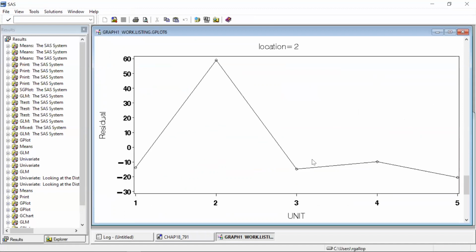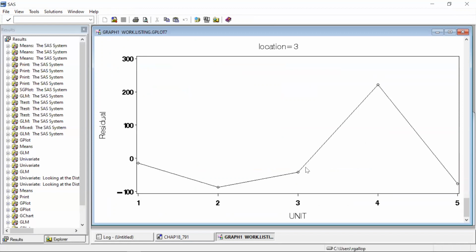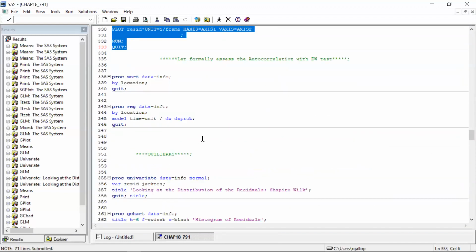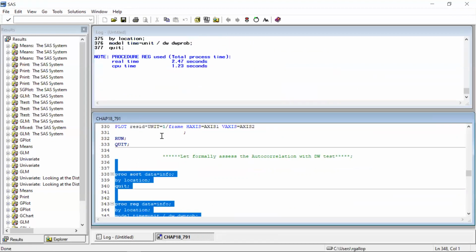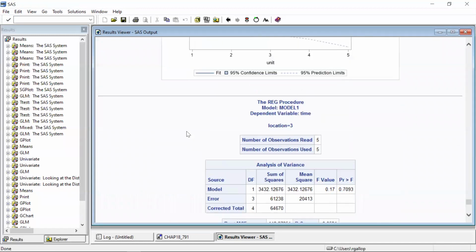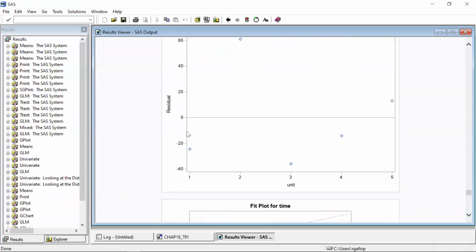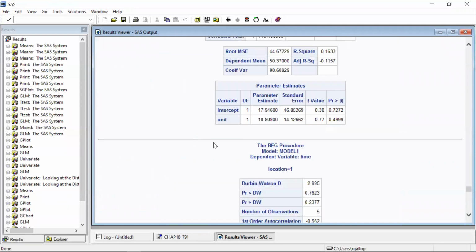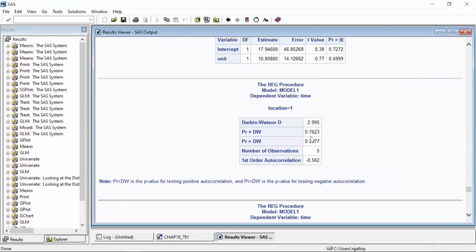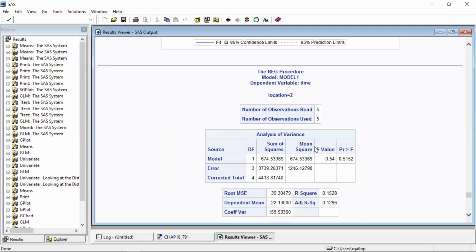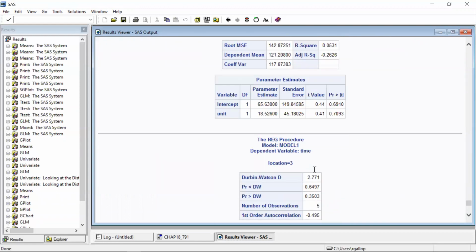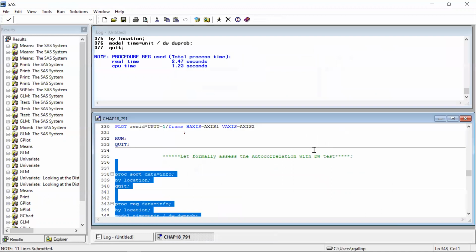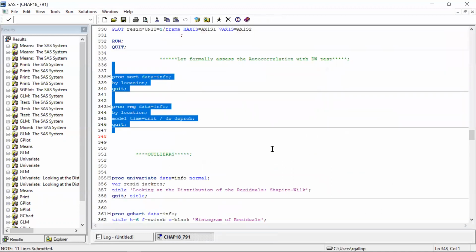Brand 1, or location 1, location 2, location 3. We assess autocorrelation as a function of location. I'll go to the top. Here comes location 1. Autocorrelation not significant. Autocorrelation not significant. Autocorrelation not significant.